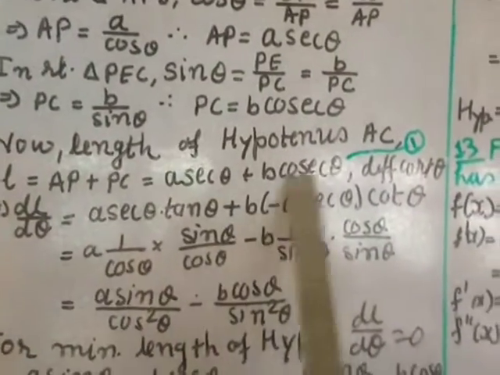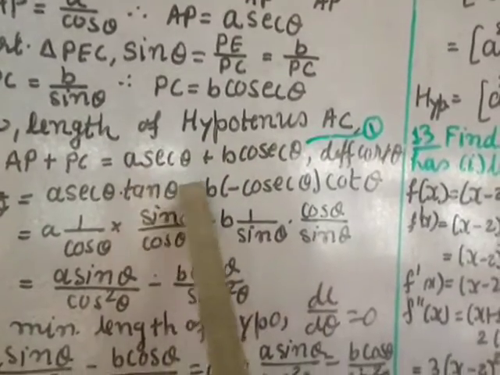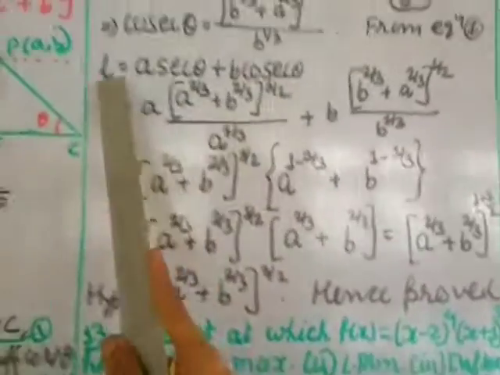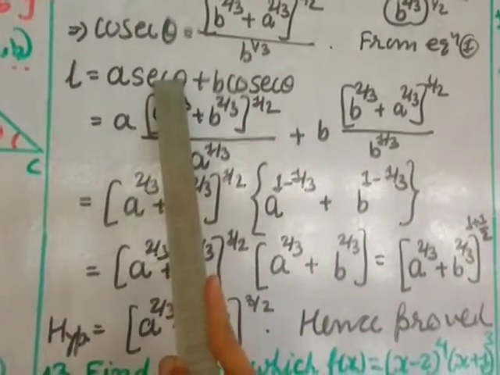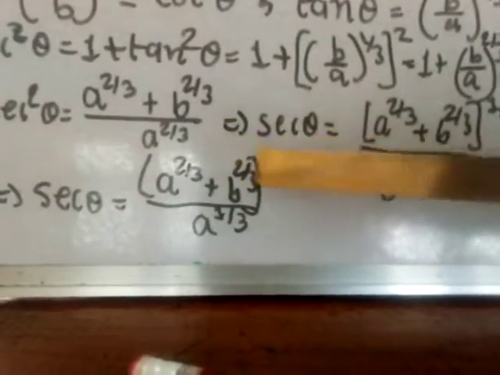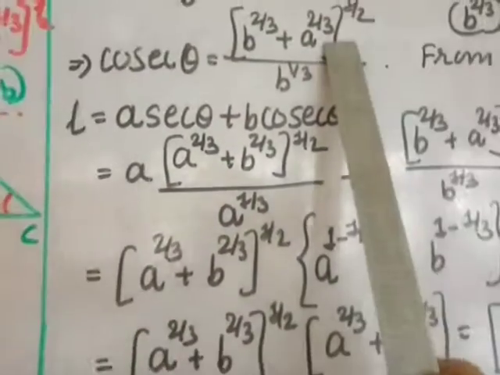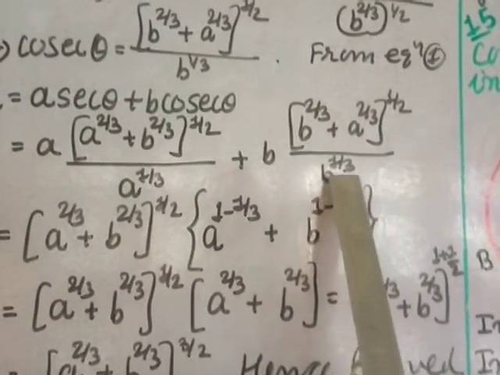Now from equation 1, this I have called equation 1 here, the length of the hypotenuse L is equal to AP plus BC, a cosec theta plus b cosec theta. Sorry, a sec theta plus b cosec theta. So here we shall put the value of sec theta and cosec theta. So I have written here L is equal to a sec theta plus b cosec theta. So a is as it is, and the sec theta value from here: (a^(2/3) + b^(2/3))^(1/2) divided by a^(1/3). Plus this b as it is and the cosec theta value from here: (a^(2/3) + b^(2/3))^(1/2) divided by b^(1/3).